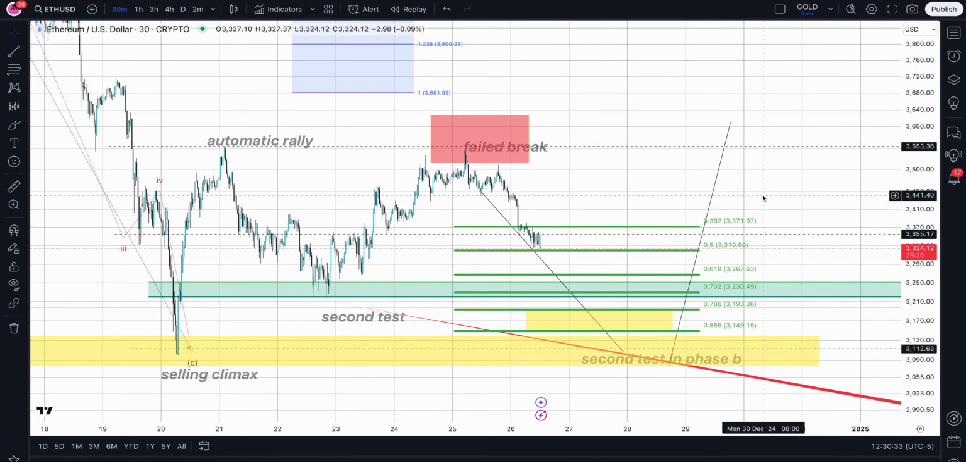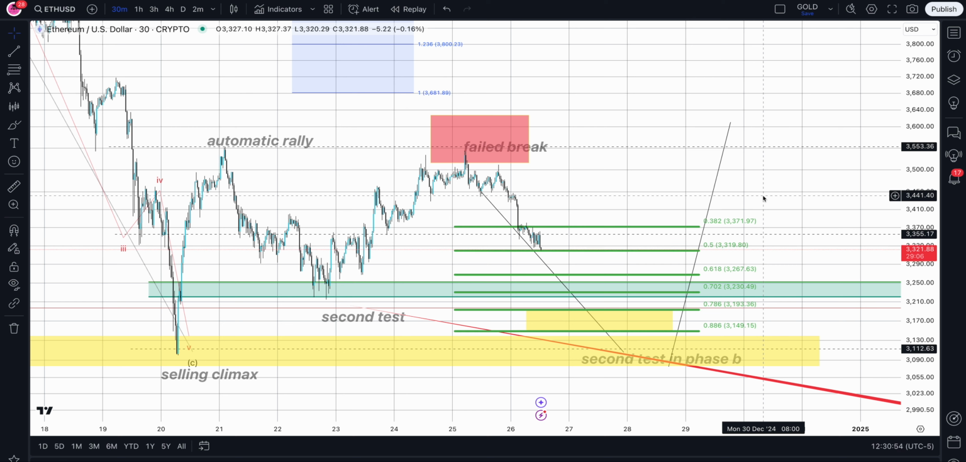Let's take a look at Ethereum over here. Now, analyzing Ethereum is so important because we can see the overall trend of the altcoin market. When you have a healthy Ethereum, when you have healthy price action with Ethereum, you usually have healthy price action with the rest of the altcoins.